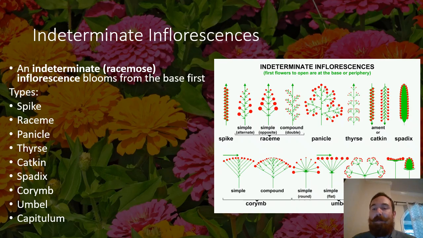We can have an ament or catkin, which is basically just the reverse of a spike or raceme. These are hanging rather than growing upright.